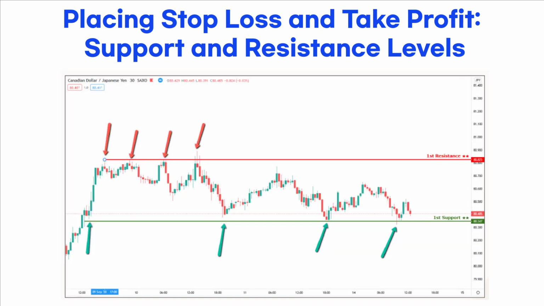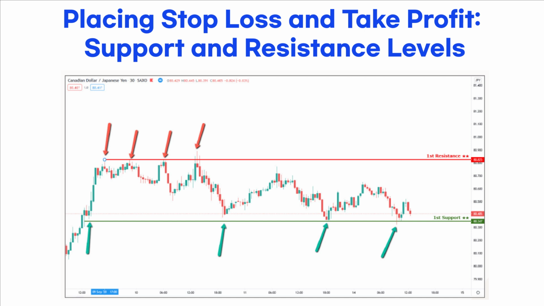For example, you can see that the horizontal support line at 80.347 has been tested 3 times, yet the price was unable to break through it. Similarly, the horizontal resistance line at 80.825 has been tested 4 times and still price could not break through. This indicates that these levels are fairly strong and should be paid close attention when the price approaches them.